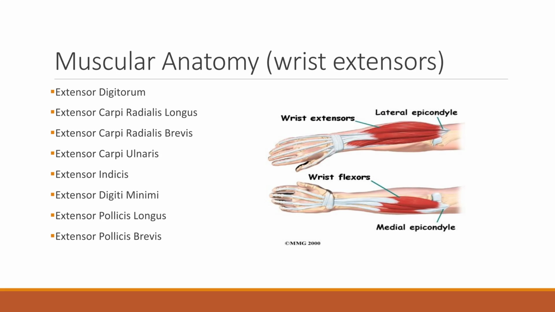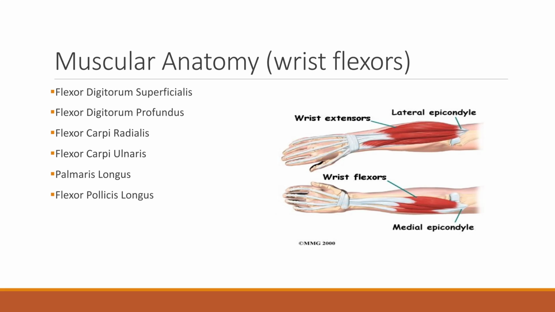So muscular anatomy for the wrist extensors. There's the extensor digitorum, extensor carpi radialis longus, the extensor carpi radialis brevis, extensor carpi ulnaris, extensor indicis, extensor digiti minimi, extensor pollicis longus, and extensor pollicis brevis.